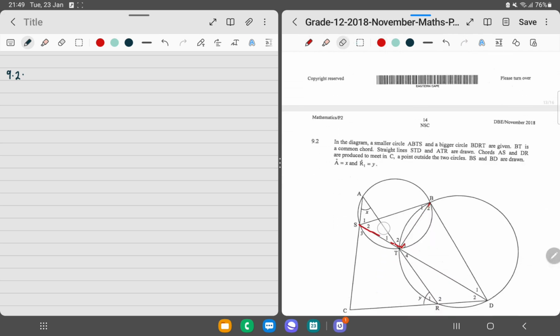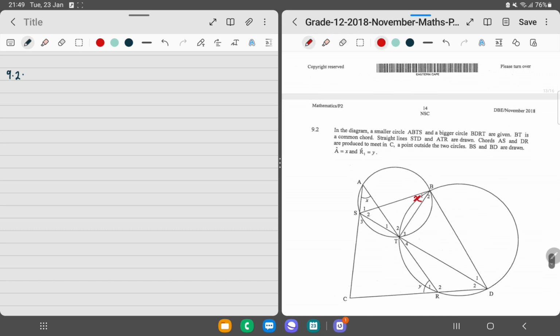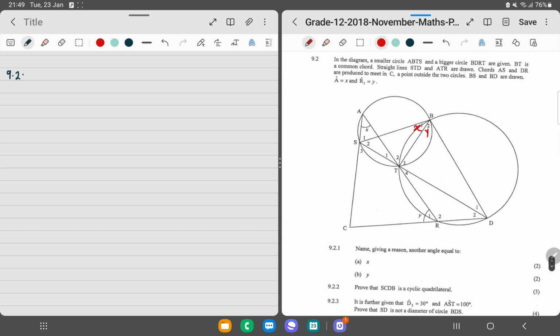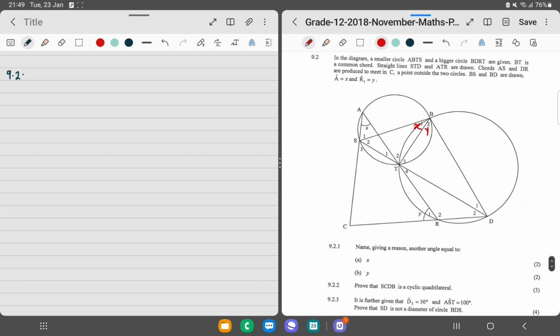So this B1 should be equal to X, and then you can see that BTRD is a cyclic quadrilateral because four corners all touch what? The circle. So it means that B2 must be equal to Y.